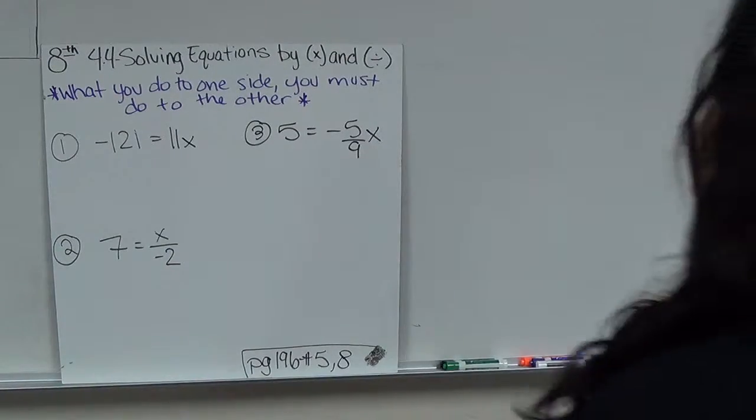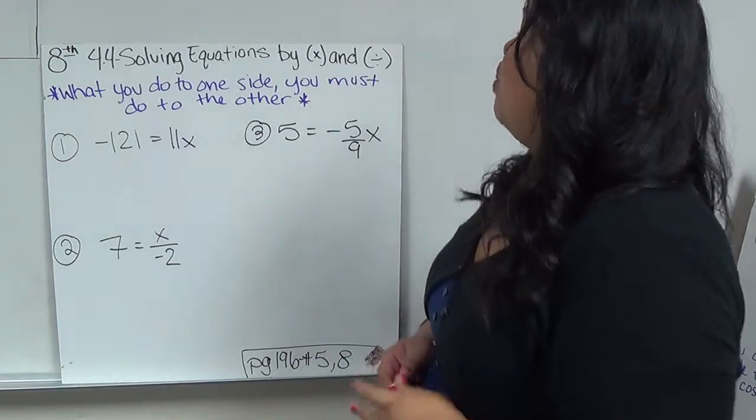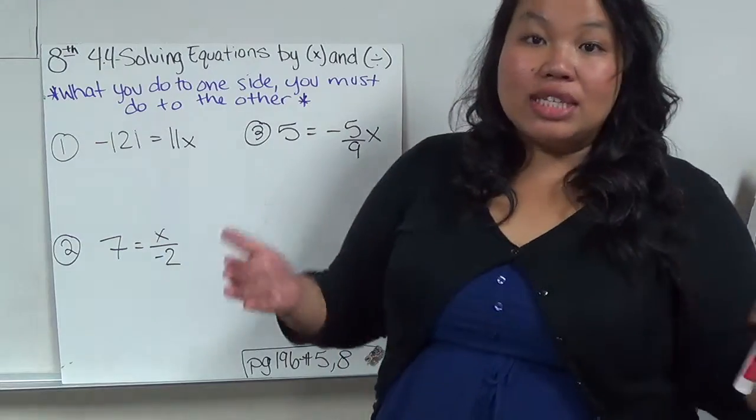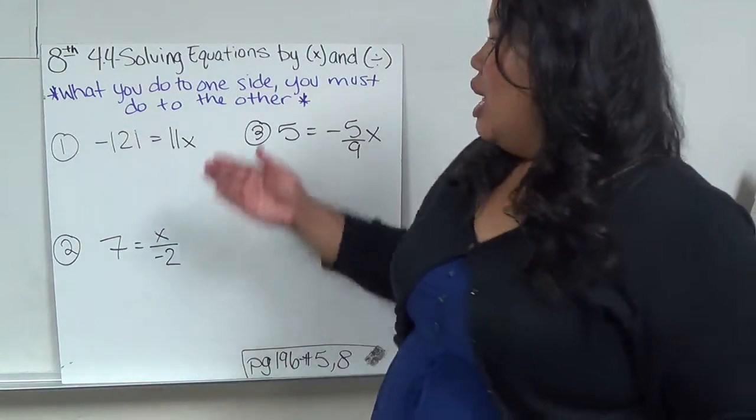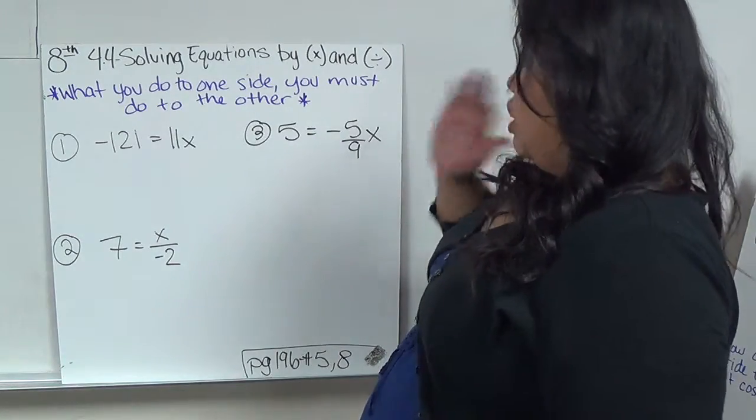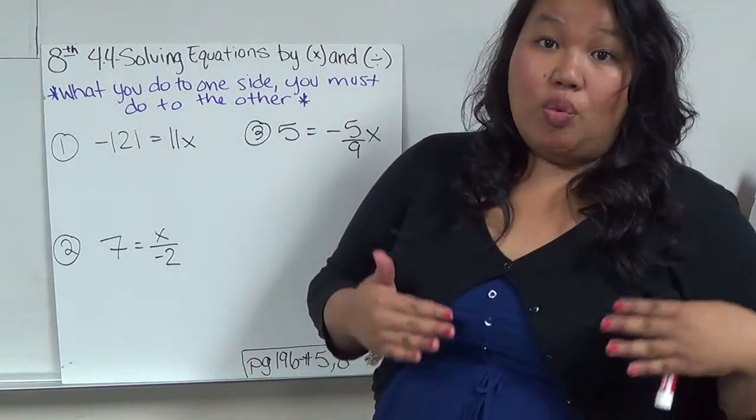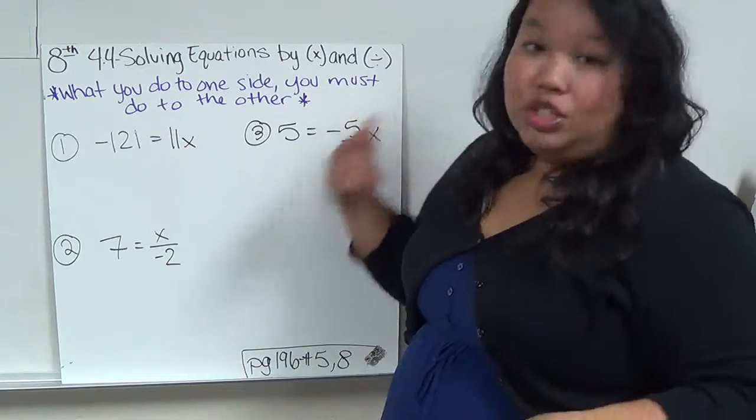In 8th grade, section 4.4, we're dealing with solving equations by multiplying and dividing. So last section, you just dealt with balancing the equation by adding or subtracting. Now, we're putting in multiplication and division. And remember, what I do to one side, I have to do to the other.